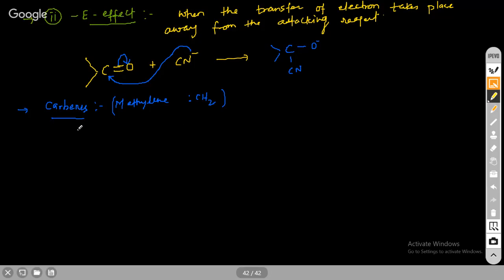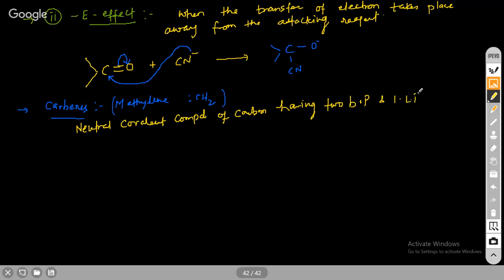These are the neutral covalent compounds of carbon having two bond pairs and one lone pair. You see, two hydrogens, two bond pairs and one lone pair. Okay, one lone pair of electrons.